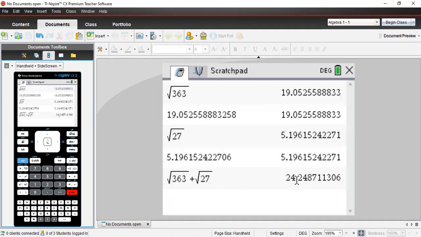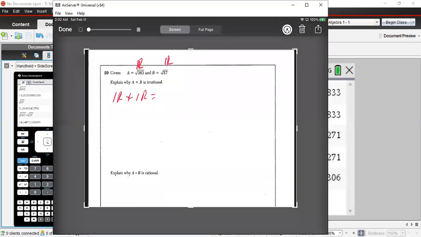The answer is 24.248711306. So if I copy that, you can see there's more digits. So this is a number that has decimals that go on forever, and there's no pattern. So this is an irrational number. So basically, all you would say is this. Here, you would say an irrational number plus another irrational number gives us an irrational number. Boom, that's it. That's the explanation. An irrational plus another irrational gives us an irrational.